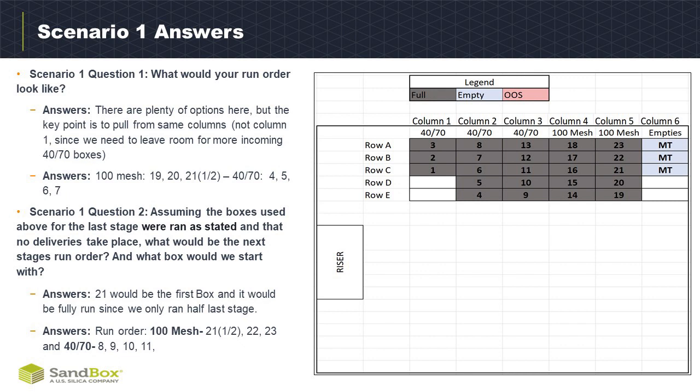So my run order would then look like this. For the 100 mesh, boxes 21, 22, and 23, and then for the 40/70, it would be boxes 8, 9, 10, and 11. At the end of this stage, we would also not have any partial boxes since we ran half of 21 on each of the 2 stages.